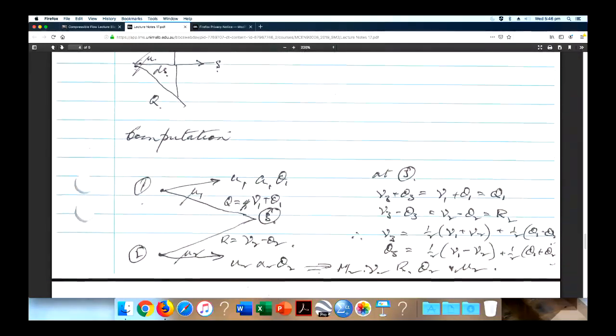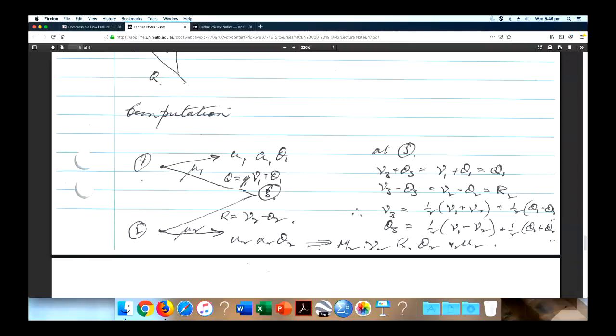And so how would I use it? If I were computing, I'd have a mesh point here at 1 and a mesh point here at 2. And let's suppose I knew at this point here U1, A1, and theta 1, the direction of the flow. And at this point here, I knew U2, A2, and theta 2. Then this characteristic, so tan of mu is constant along this characteristic, and on this characteristic, I have nu plus theta equal to a constant q, and on this one, nu minus theta is a constant equal to r.